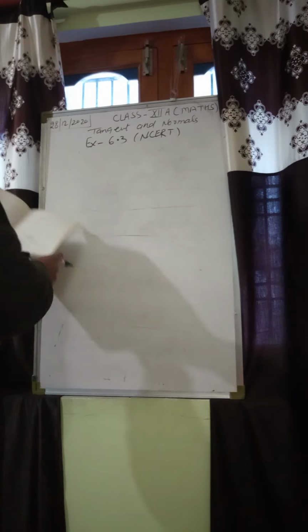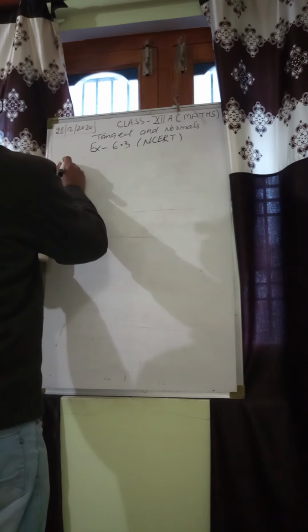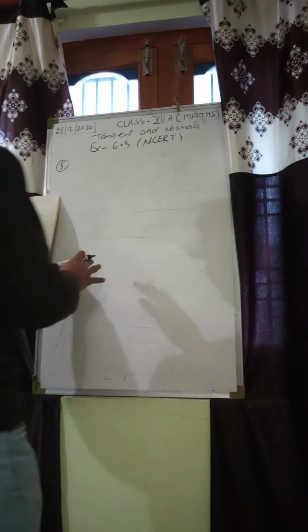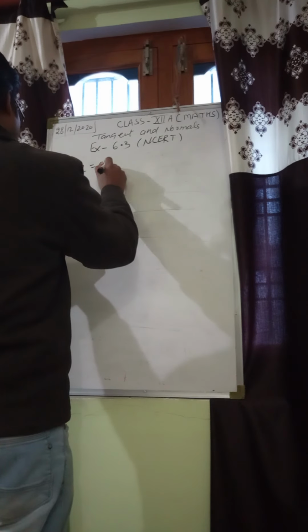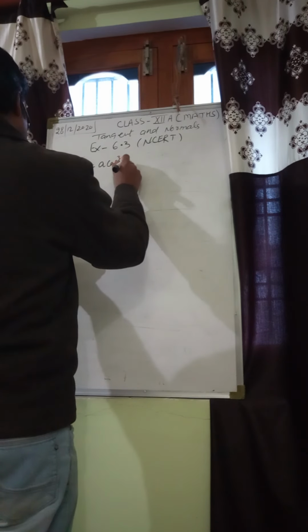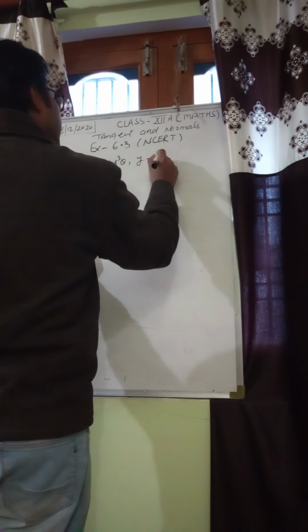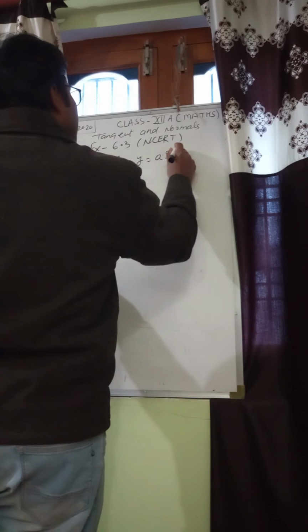Now question number 5. Question number 5 is: find the slope of tangent to the curve x is equal to a cos cube theta, y is equal to a sin cube theta.